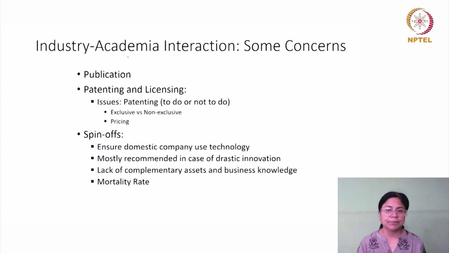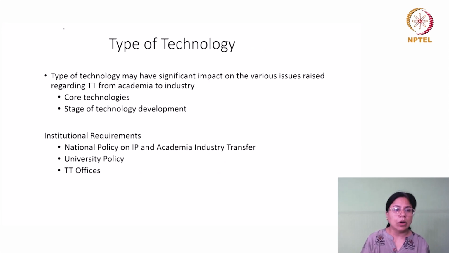Next, when we talk about the type of technology that will be transferred, clearly it could be either a core technology, or it could be at different stages of technology development. So core technology is essentially something which will make up a part of the very core of that particular industry. And in case of certain advancements that happen from academia, clearly industry would be more interested in taking them over.